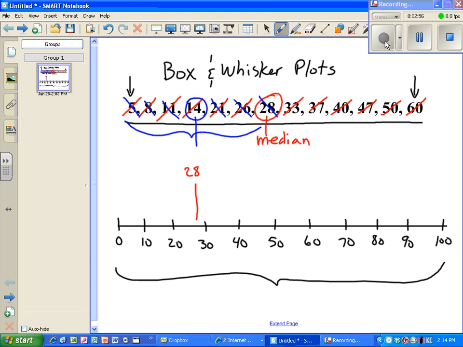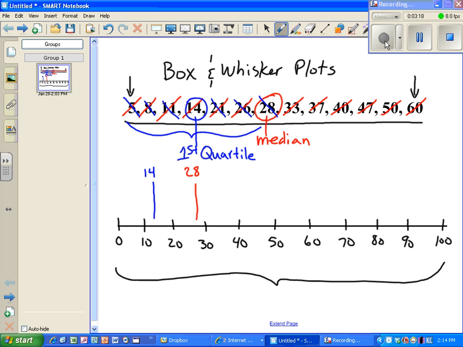14 is what's called my first quartile, which basically means the first fourth, the first quarter. I'm going to put that line at about 14, right about here. I'm going to put a 14 right there just to remind myself.